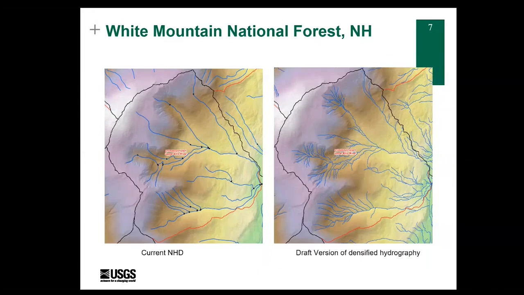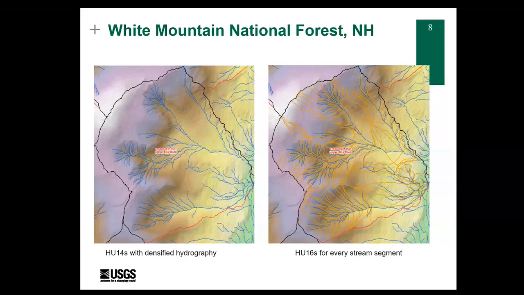So now we'll take a look at the hydrography. The current NHD is in the image on the left here. And on the right is the draft hydrography in the White Mountain National Forest, which is much more densified. The Forest Service plans to field verify these by HU12s and remove any flow line that does not correspond to a stream on the ground.